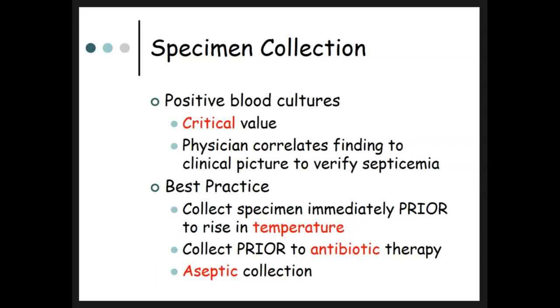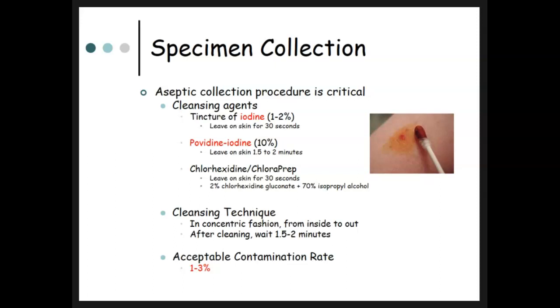So how do we prepare for aseptic collection? We can use tincture of iodine, which is 1 to 2%, leave on 30 seconds at least. Povidone iodine solution, which is 10%. Chlorhexidine or ChloraPrep. Cleansing techniques, we're going to move in concentric circles from inside to outside. Wait 1.5 to 2 minutes for everything to dry.